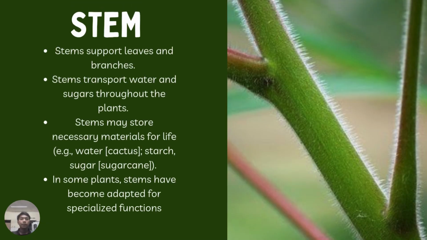We go to the stem. First, the stem supports leaves and branches. Second, stems transport water and sugar throughout the plant. Third, stems may store necessary material for life, like water for the cactus and sugar for the sugar cane. In some plants, stems have become adapted for specialist functions.